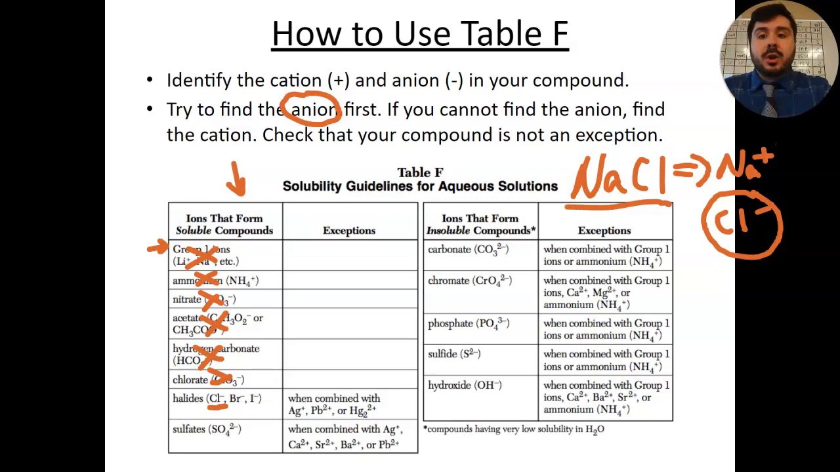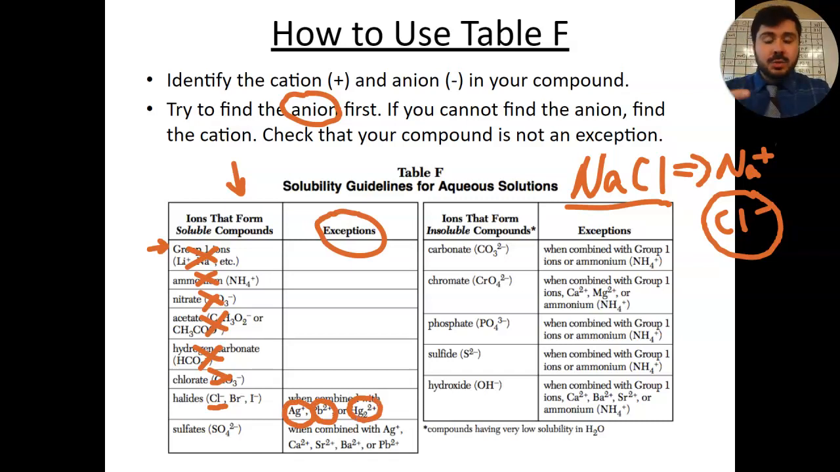But this is where exceptions come into play. All of the different pieces we've seen so far, like the group 1 ions, the ammonium, nitrate, all that stuff, have not had any exceptions. But now if we look here, our halides absolutely have exceptions. So the exception is our halides are soluble in water, except when combined with Ag+, Pb2+, and Hg2 2+.